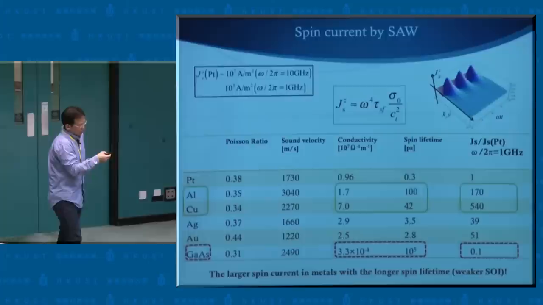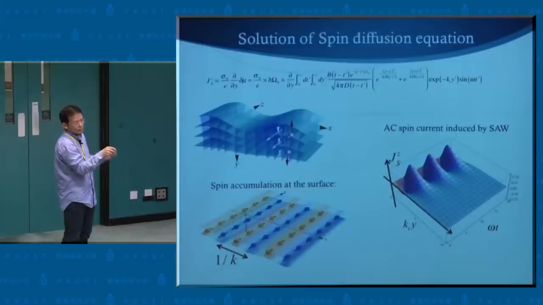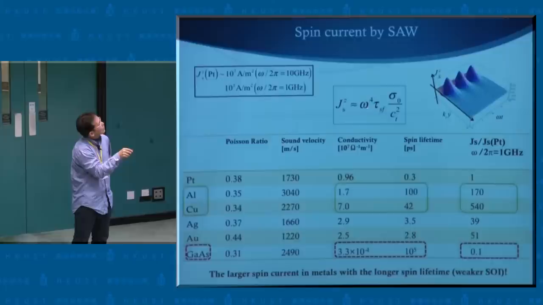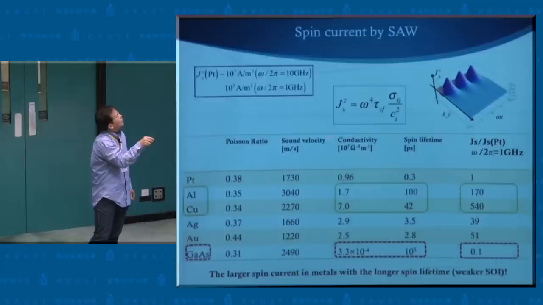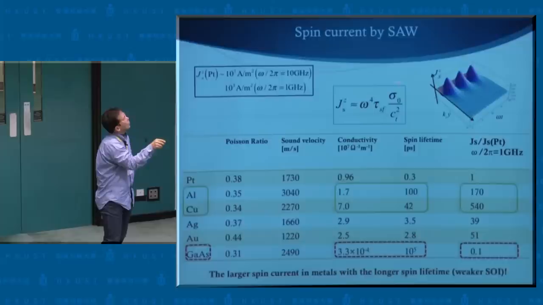We also have the analytic solution of this equation, but it is a somewhat lengthy representation. Very roughly speaking, this spin current is proportional to omega, the frequency of the mechanical resonator. So the spin current is proportional to omega to the fourth power, the spin lifetime tau spin flip, the conductivity of the metal or the semiconductor, and the sound velocity.